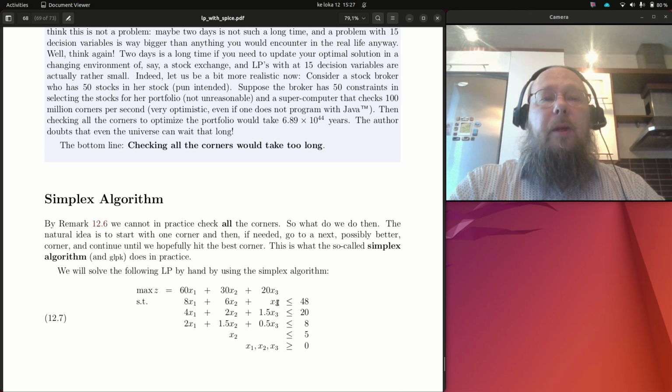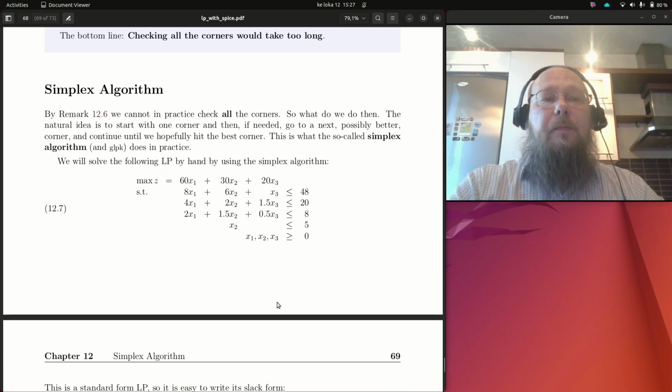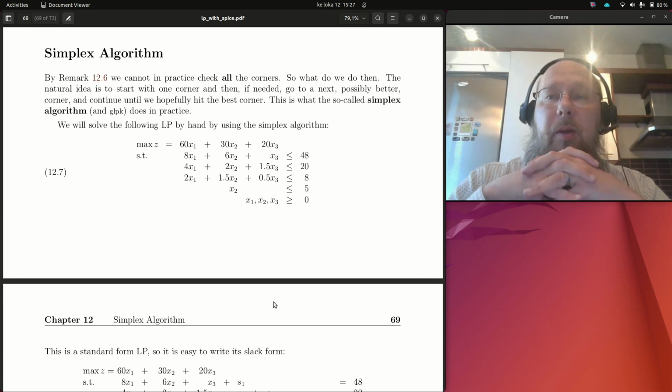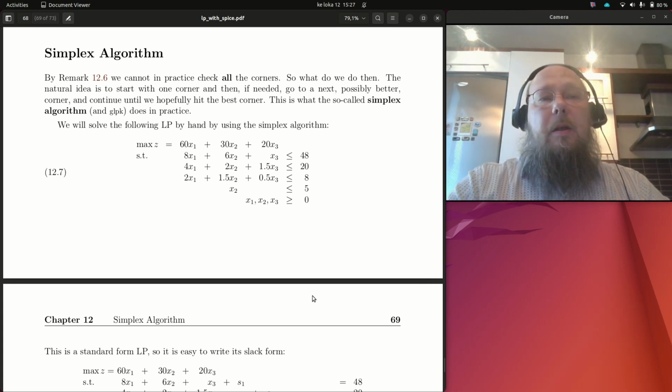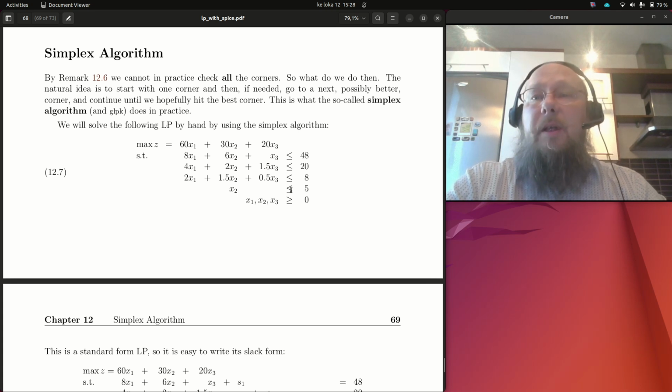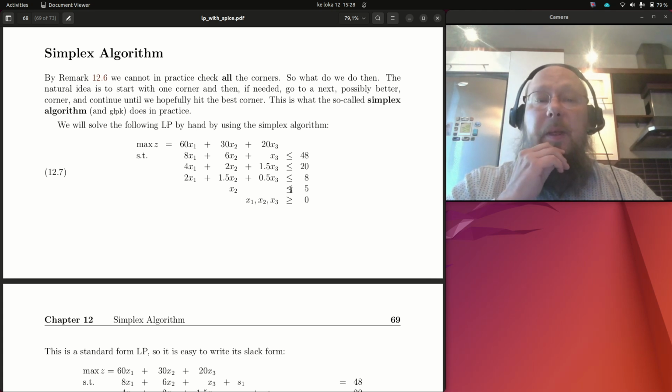So what do we do then? I explain this by an example. I'm not going into the theory here. So let's start with the standard form LP, as we almost always start with a standard form LP. If it's not in standard form, then please transform it. We can always transform an LP into a standard form.